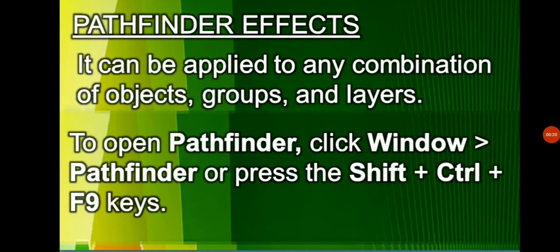In Pathfinder effects, it can be applied to any combination of objects, groups, and layers. The final shape combination is created when you click on Pathfinder button. After that, you cannot edit the original objects. If the effect results in multiple objects, they are automatically grouped together. To open Pathfinder, click Window, and then Pathfinder, or press Shift plus Control plus F9 keys.